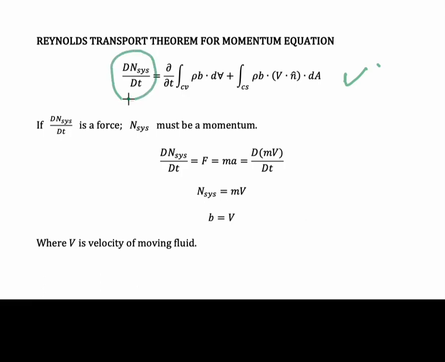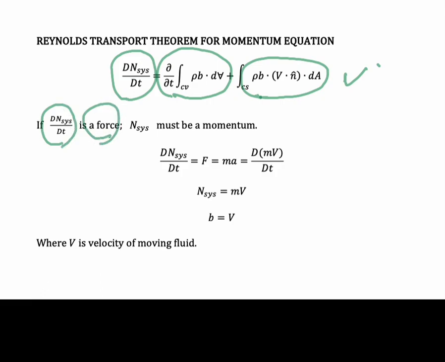We have dN system/dt is equal to d/dt of the integral over the control volume of rho b dV, plus the integration of rho b Vn dA. And then in this discussion, we want to calculate a force. It means that the dN/dt here must be equal to force. So the idea is force is equal to ma.